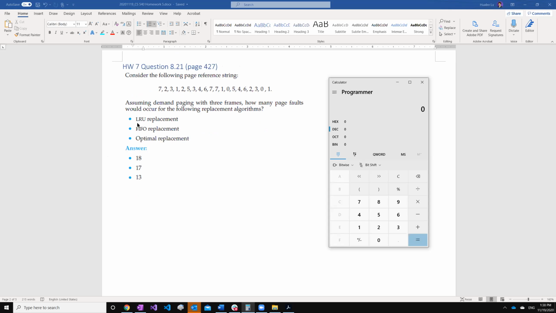For the least recently used, we got 18 page faults, and for the first come, first serve, or first in, first out, we get 17 page faults. Okay, and for the optimal, this number is smaller than the rest. At least it should be smaller or equal to the rest. So we get 13 page faults. Okay, now this will be the answer, and I will skip that.